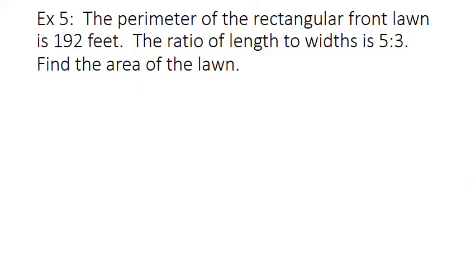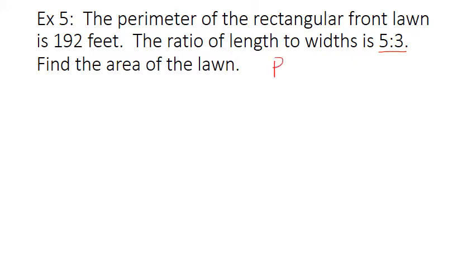Okay, so example 5, the perimeter of a rectangle's front lawn is 192 feet. The ratio of length to width is 5 to 3. Find the area of the lawn. So here we were only given one ratio. So in order to set up an equation to figure out the area of the lawn, we have to find the constant that's being multiplied by 5 and 3 to maintain this relationship.